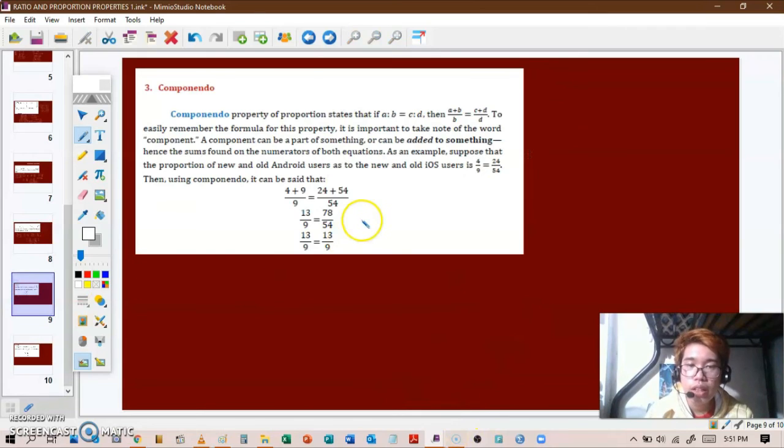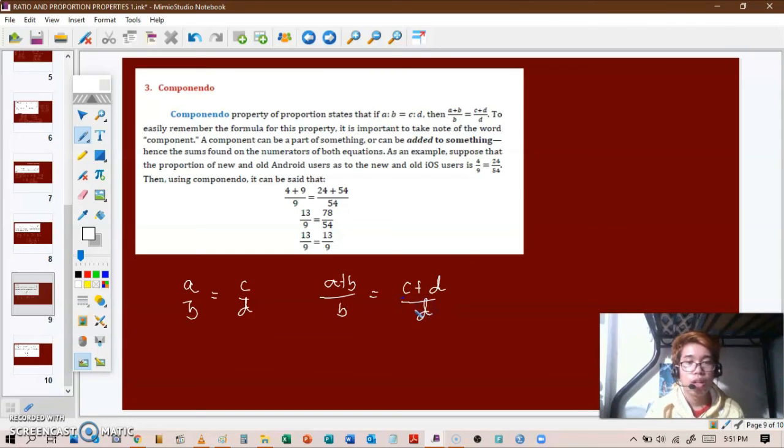Okay, so let's look at the third one. We have the Componendo property of proportion. If we have an assumption that A is to B is equal to C is to D, or A over B is equal to C over D, then we can say that A plus B all over B is equal to C plus D all over D. Okay, so let's use some examples for this one. Let's say for example we have here 4 over 12 is equal to 20 over 60.